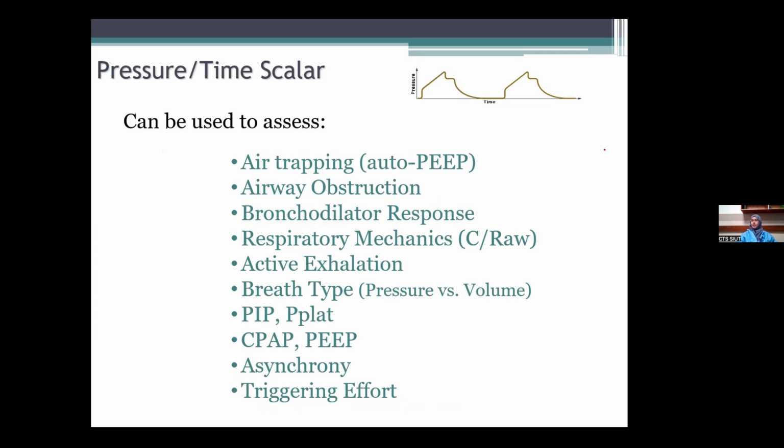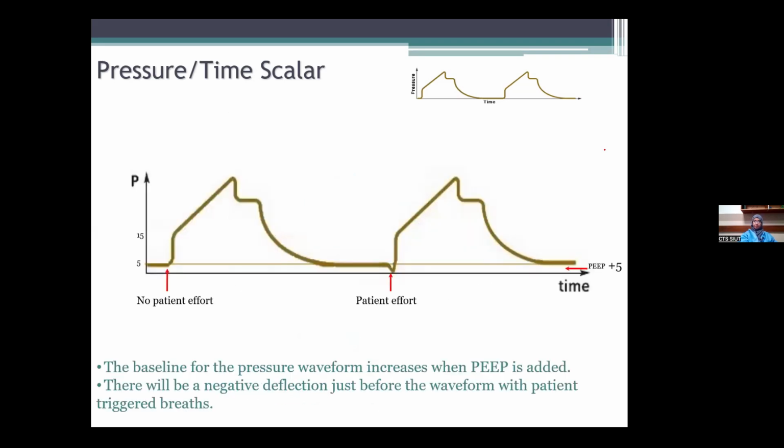Now, what are we actually trying to assess by a pressure time scalar? We will be able to identify the auto PEEP of the patient or airway obstruction. By the same token, bronchodilatory responses can be looked at. The respiratory mechanics, such as the compliances and the airway resistances, active exhalation, rise times, peak inspiratory and plateau pressures, patient-ventilator asynchrony, and triggering efforts.